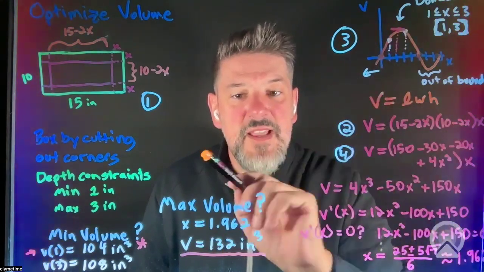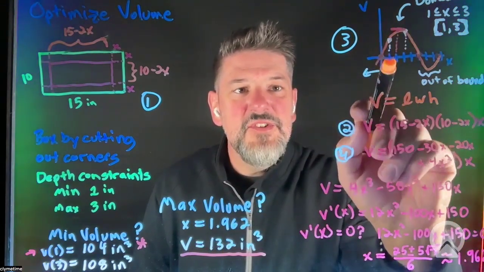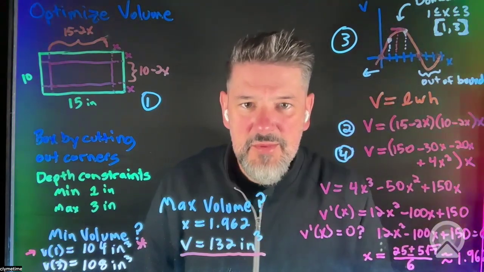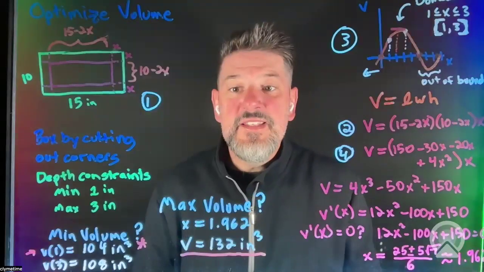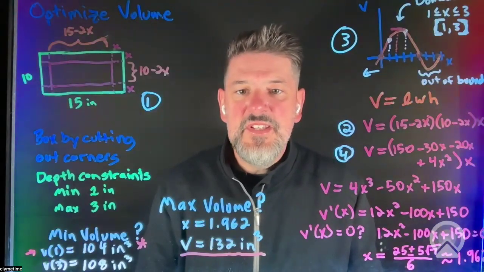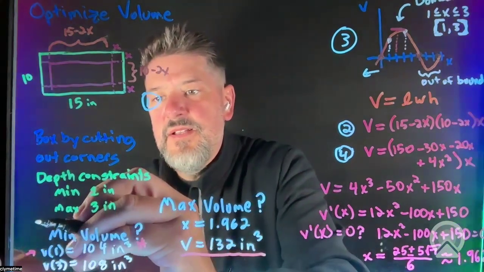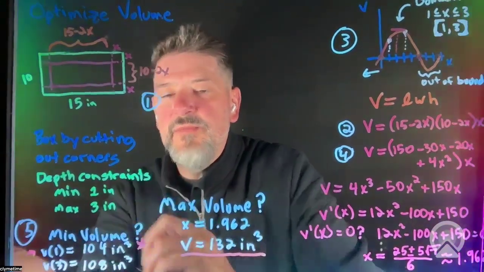But again, you can just let your calculator do the work. You can just trace your function, type in 1.962 and put down your volume. You don't have to go and plug back into the volume equation. Anyway, that's how you do an optimization problem. Those are the steps. I guess there is a fifth step here I should write down. The fifth step is checking your endpoints.